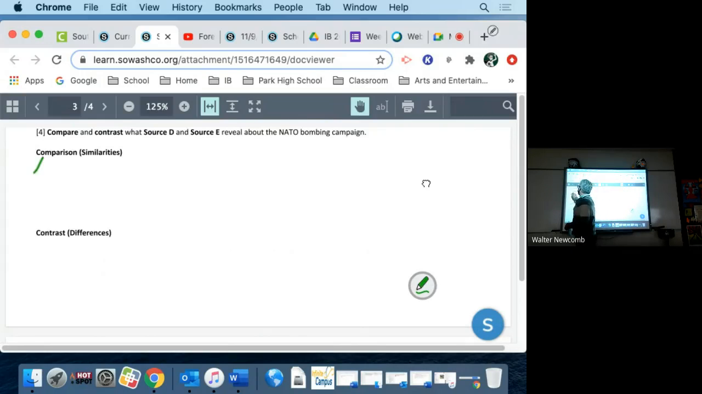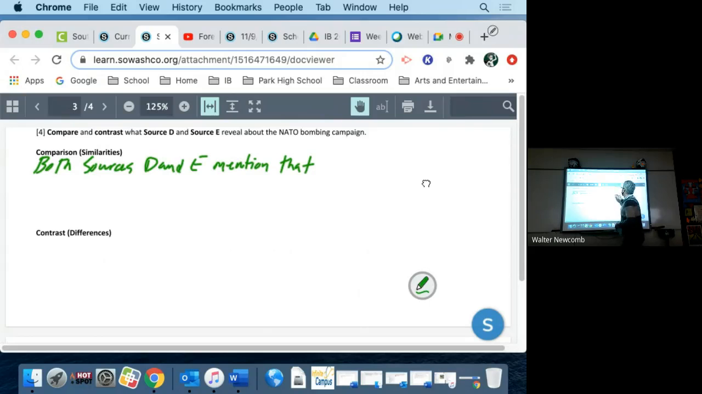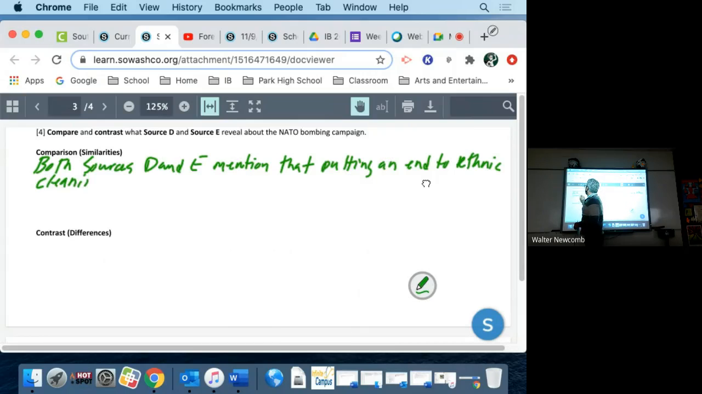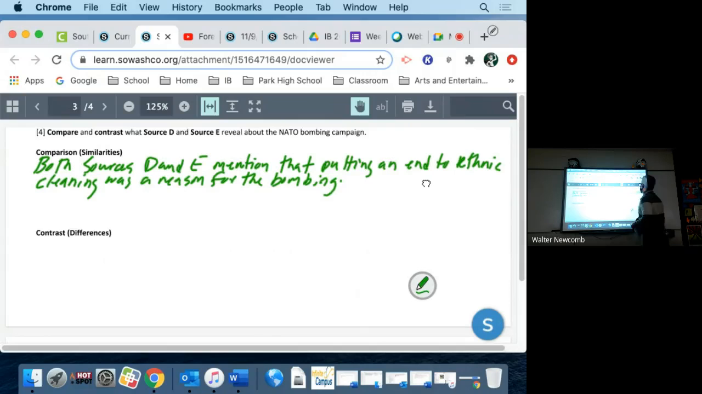There we go. Both sources D and E mention that putting an end to ethnic cleansing was the reason for the bombing. Trying to process what you said, but that is it.